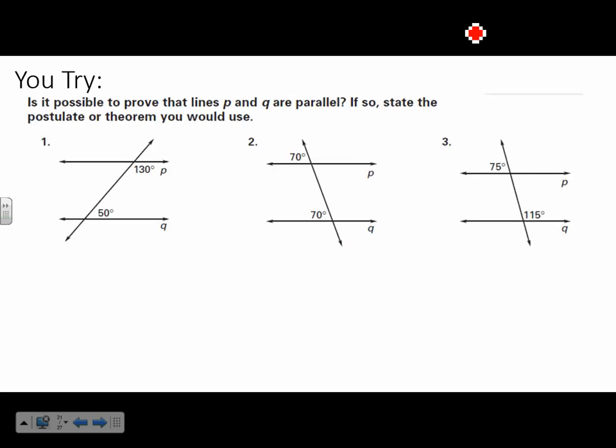So this says try on your own. If you want to pause it and do these on your own, you can, and then fast forward and watch these, but I'm going to do these fairly quickly.